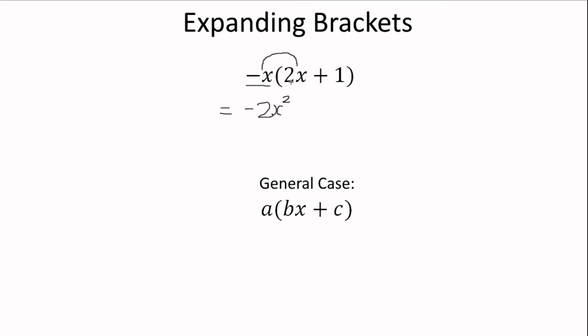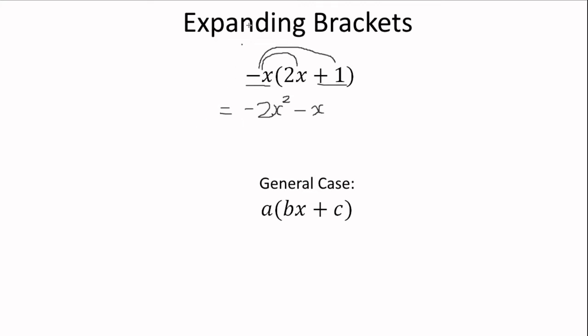So minus x times 2x is minus 2x squared, because it's minus 1 times 2, which is the minus 2 there, and you've got x times x, which is the x squared. And then we do it again, minus x multiplied by plus 1, and that is equal to minus x. So minus x times 1 is just minus x. And then that's our final answer, minus 2x squared minus x.